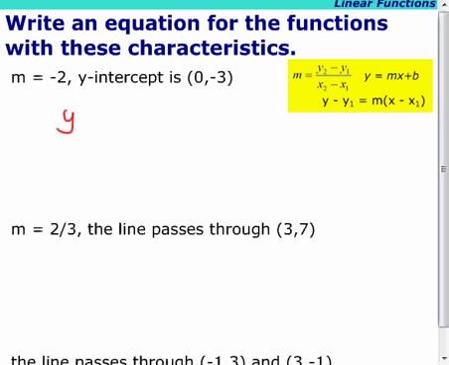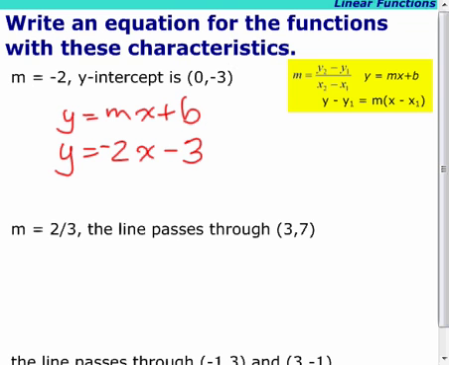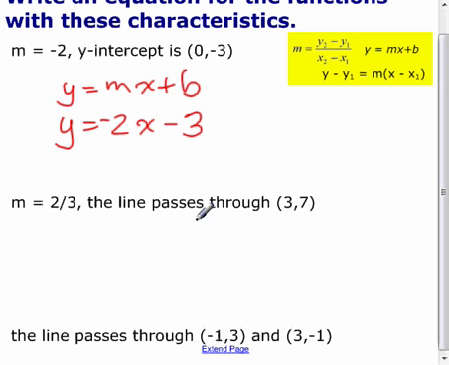Well, my formula is y equals mx plus b. I could simply plug numbers in there. The slope is -2, and the y-intercept is -3. Done. Here's another one. The slope is 2/3. Oh, this one just gives me a line that passes through (3, 7). It doesn't give me the y-intercept.